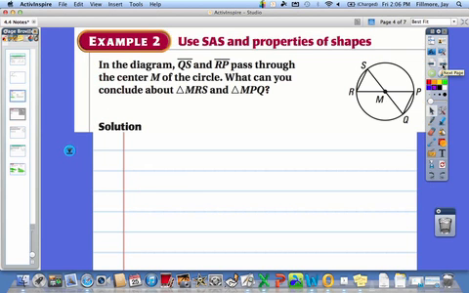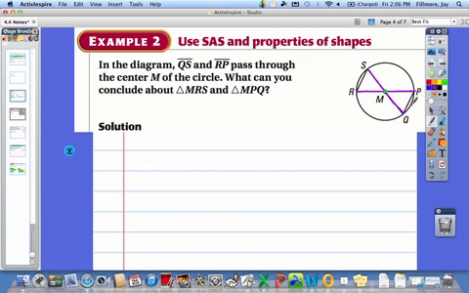Looking at something that involves other concepts in geometry from other sections, in other chapters, we're going to use some information about circles. In the diagram, segments QS and RP pass through the center M of the circle. What can you conclude about these two triangles? Well, if M is the center of the circle, then all of these segments are considered to be the radius of the circle. They go from the center to the actual edge of the circle itself.